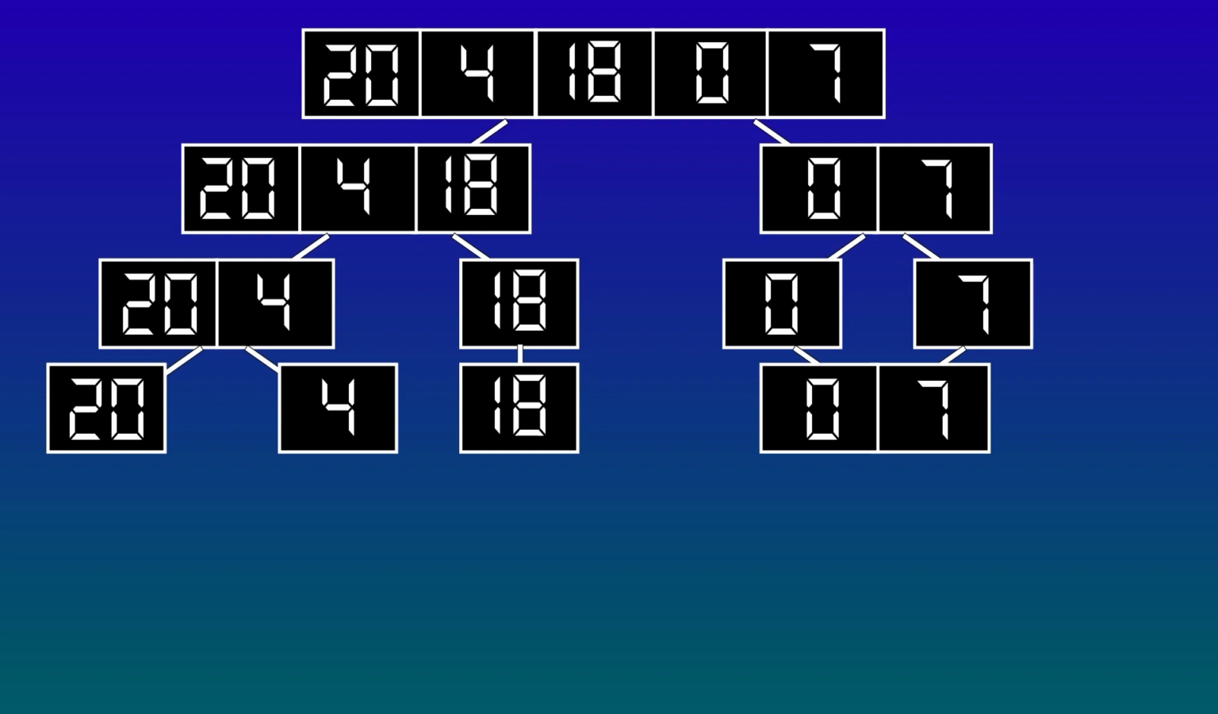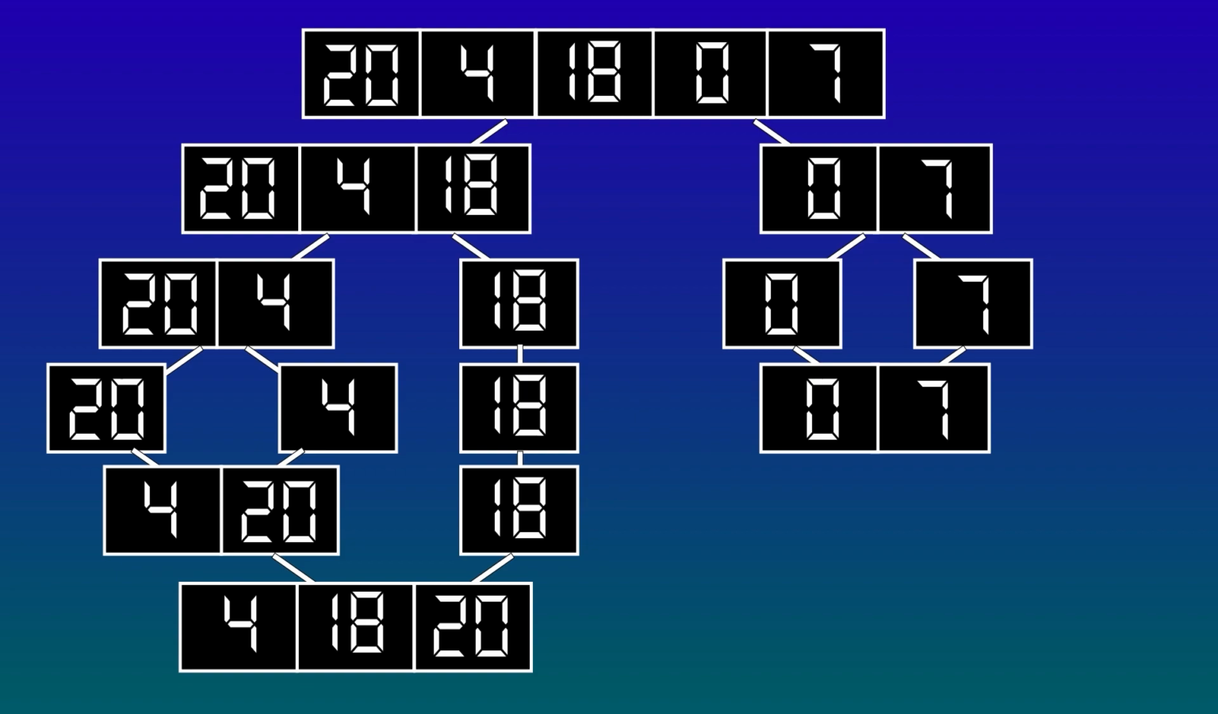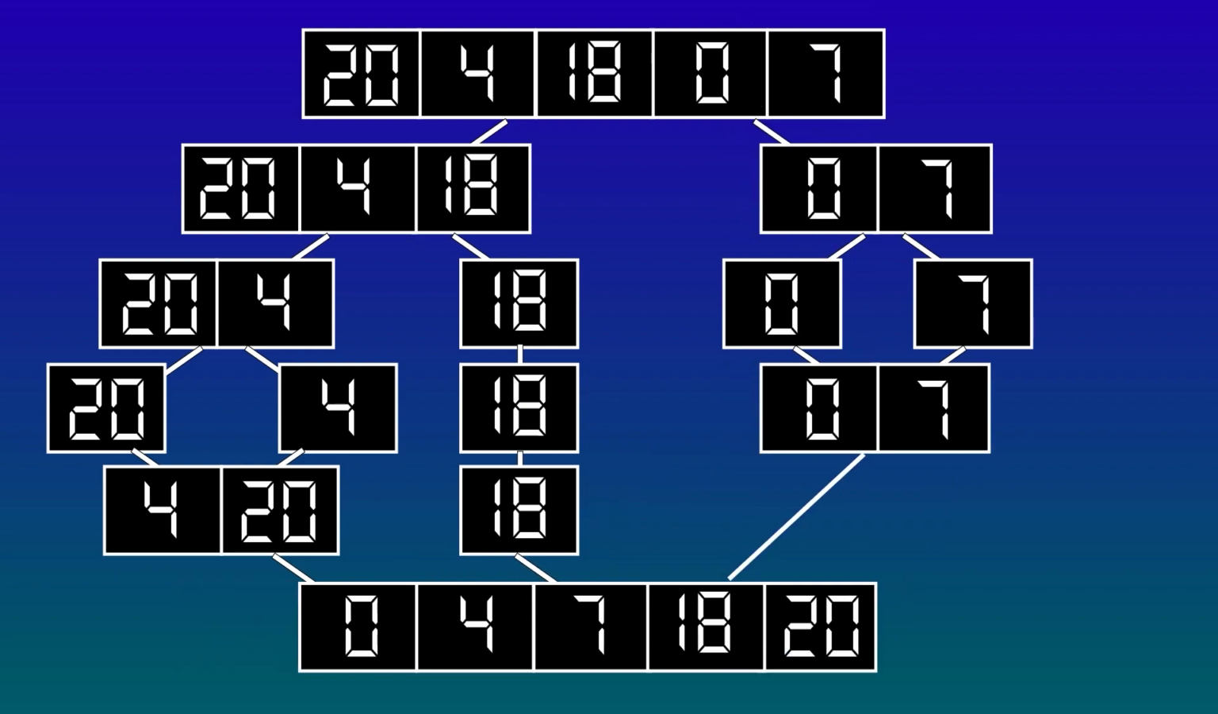Again, the process continues. 20 and 4 merge to form a new sorted array of 4 and 20. 18 remains as it is, as it does not have any array to merge with. The subarray 4 and 20 merges with 18 to form a new sorted array of 4, 18 and 20. Finally, the remaining two subarrays merge with each other to form a sorted array of 0, 4, 7, 18 and 20. Yes, we figured out how merge sort works.